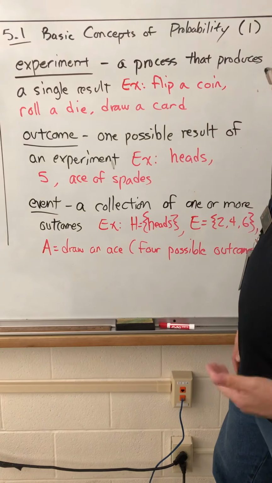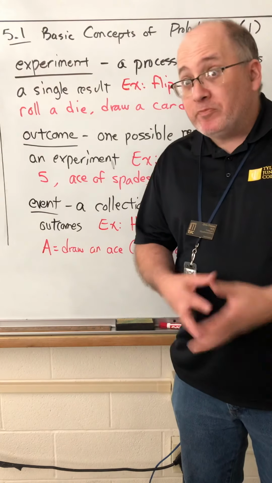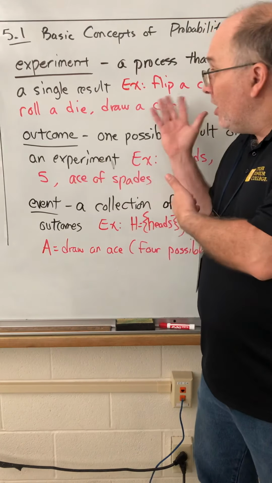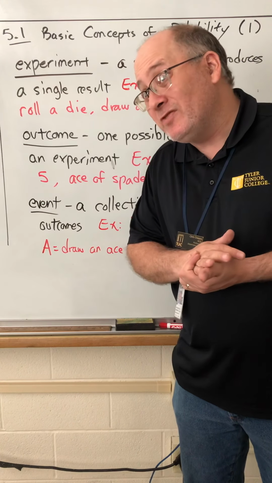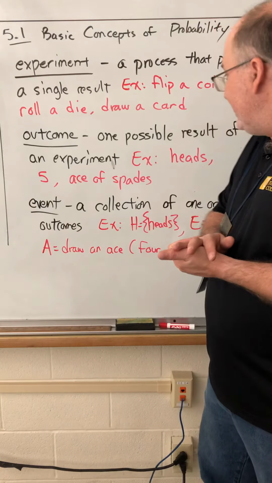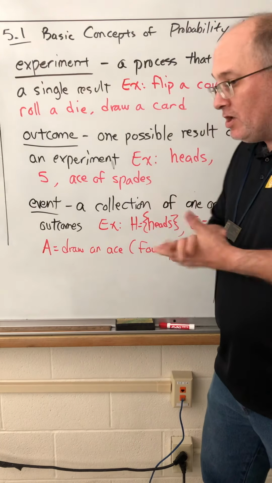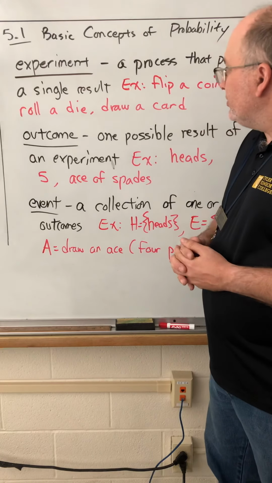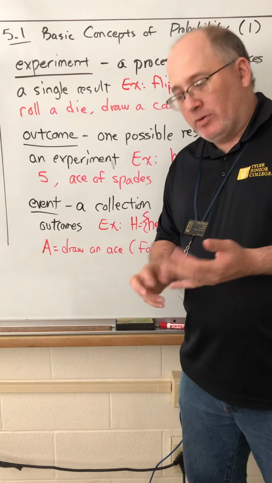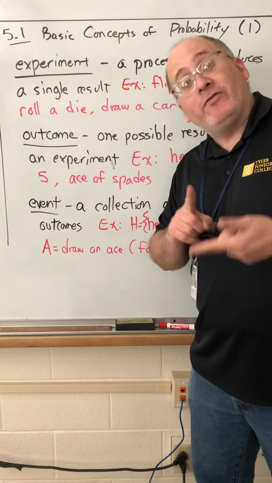An outcome is one possible result from an experiment. So when I was saying all the different ways these experiments could come out, I was actually listing all of the individual outcomes. But again, if you're flipping a coin, the different possible outcomes are heads or tails. If you're going to roll a die, the possible outcomes are 1, 2, 3, 4, 5, or 6.